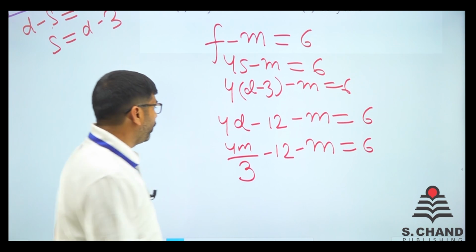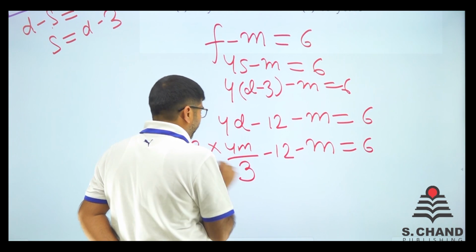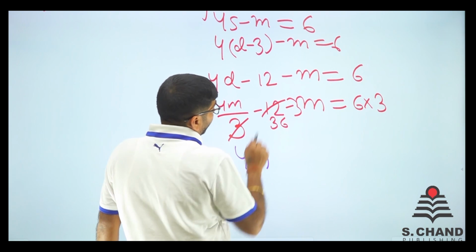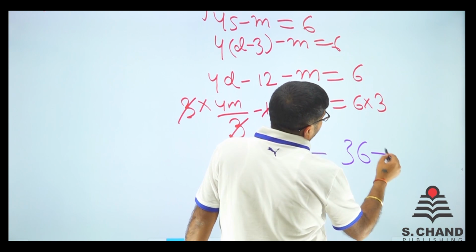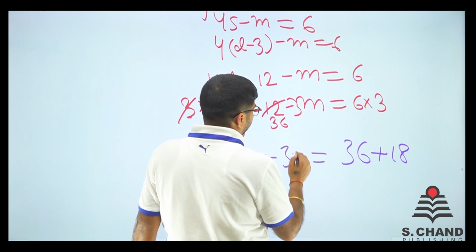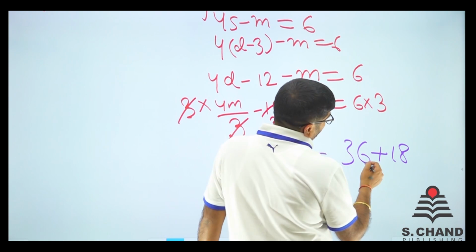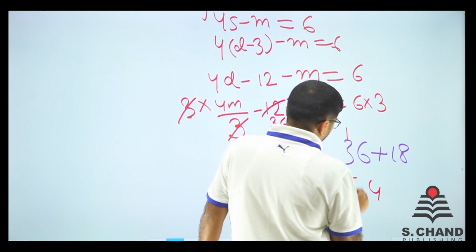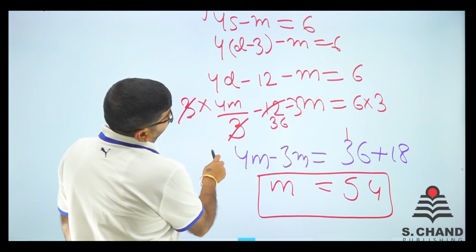Now the question is done. See, we multiply the whole equation by 3. 3 and 3 are gone. So here it is 4M. Minus 36 goes there, so it is plus 36, and 6 into 3 is 18. And here it is minus 3M. So 4M minus 3M is exactly M. And 36 plus 18 is 54. So the value of M comes to 54. So mother is 54 years old.